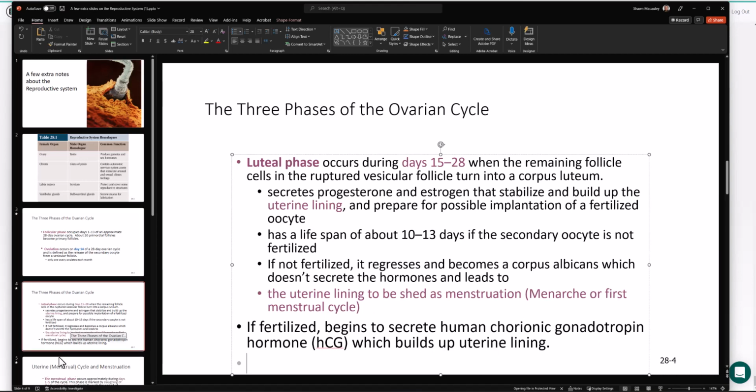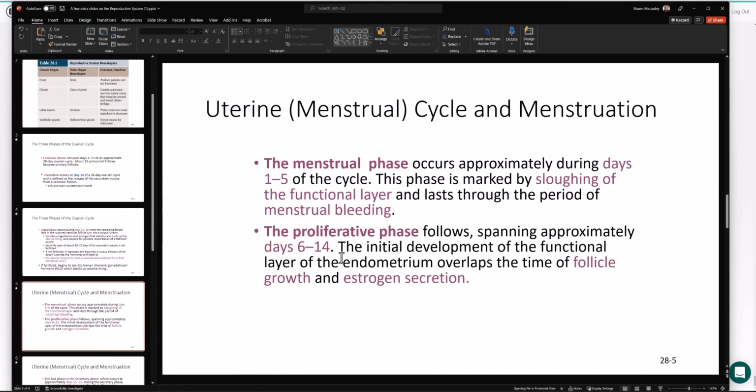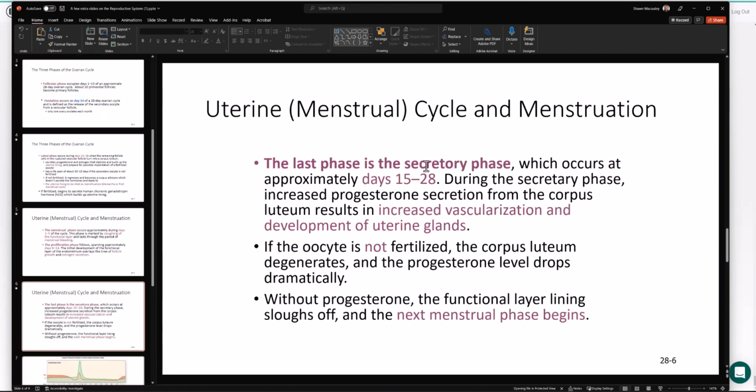So that is the ovarian cycle. And then here are the days of the menstrual cycle, also called the uterine cycle. Again, the first 5 days are the menses, or the bleeding phase. Then the 6 to 14 is the proliferative phase. That's when the endometrium is redeveloping. And then you go to the last phase, which is called the secretory phase. The reason it's called the secretory phase is because the corpus luteum is secreting progesterone, and that progesterone again is increasing the vascularization and also making that uterine lining ready and prepared for the implantation.